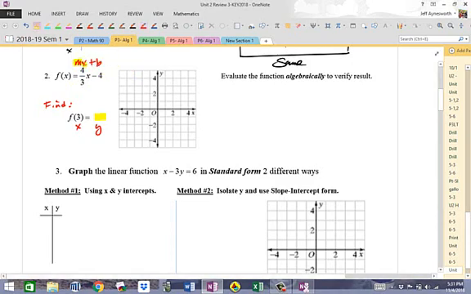Notice that the slope here is 4/3, and the y-intercept is -4. So I'm going to start at -4 on the y-axis, because that's the y-intercept. Then with the slope 4/3, I go up 4, right 3. So 1, 2, 3, 4, then 1, 2, 3 to the right. Plot a point. And then you graph the linear function.